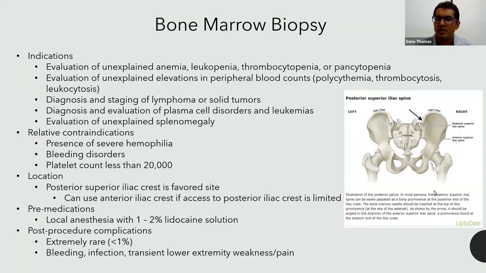The location is over here, where this arrow is pointed. The preferred location is the posterior superior iliac crest, but we can also use the anterior iliac crest if access to the posterior iliac crest is limited. Typically, patients are pre-medicated with local anesthesia with 1 to 2% lidocaine, but if this is performed in the hospital and not in an outpatient setting, they are given twilight anesthesia. Post-procedure complications are extremely rare and can include bleeding, infection, transient lower extremity weakness, and pain.